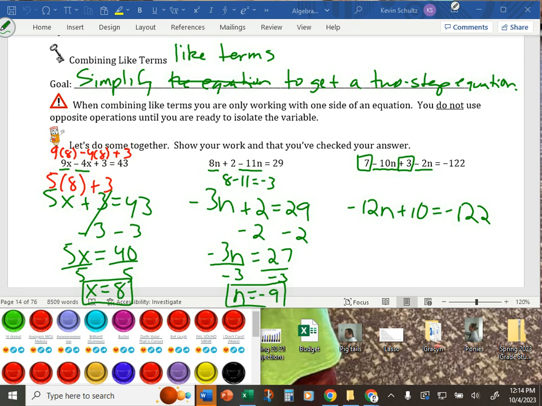Two-step equation. Comfort zone. We like this, right? Maybe take out a piece of notebook paper and just jot down notes. Subtract 10 from both sides. Negative 12n equals negative 132. Divide both sides by negative 12. And n equals 11. Okay? So again, the goal here for each of these is to simplify those like terms to get that two-step equation, which hopefully by now is becoming your comfort zone. Okay?